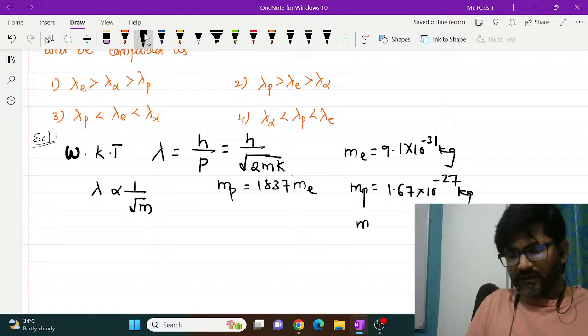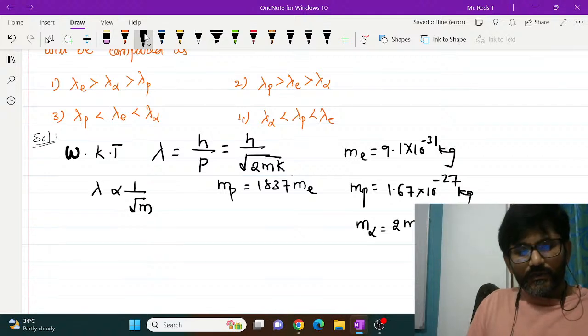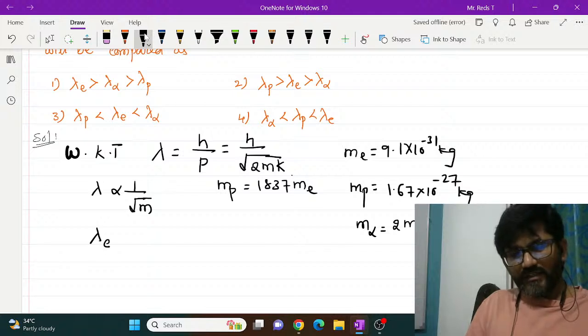And the alpha particle is nothing but a helium nucleus, 2He4, so it is 2 times the mass of a proton. So obviously electron is the lighter particle, proton is a little heavier, and alpha particle is much heavier. As lambda is inversely proportional to root of mass, if the denominator is less, the total value will be more. So the de Broglie wavelength of electron, because its mass is the lightest, should be the longest.